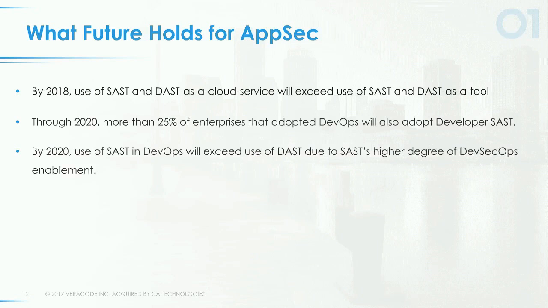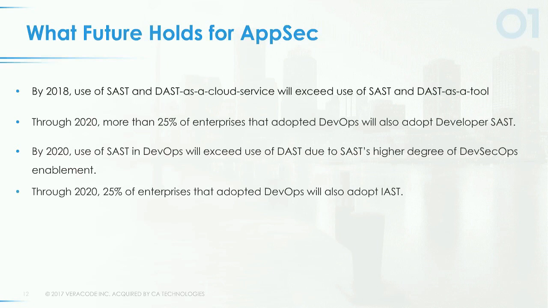But if you look at static analysis, it has already offered developer static analysis and team static analysis. Therefore, we're saying that SAST, as of now, is better equipped to address the requirements of DevOps. Therefore, we believe that the use of static analysis for DevOps will exceed use of dynamic testing for DevOps.